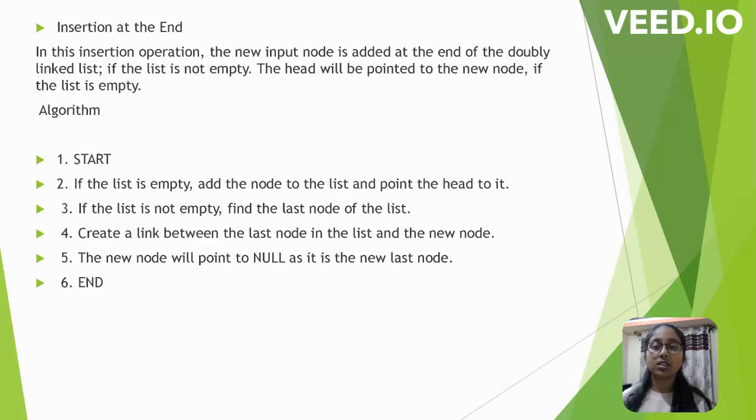Insertion at the end. In this insertion operation, the new node is added at the end of the doubly linked list. If the list is empty, the head will be pointed to the new node. Algorithm: first, start. Second, if the list is empty, add the node to the list and point the head to it. Third, if the list is not empty, find the last node of the list. Fourth, create the link between the last node and the new node. Fifth, the new node will point to null as it is the new last node. Sixth, end.